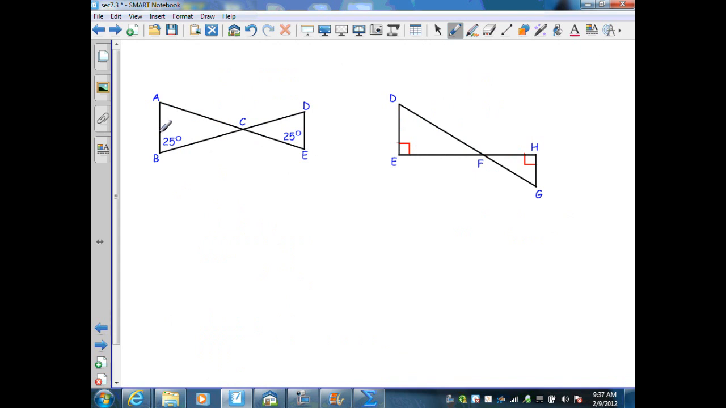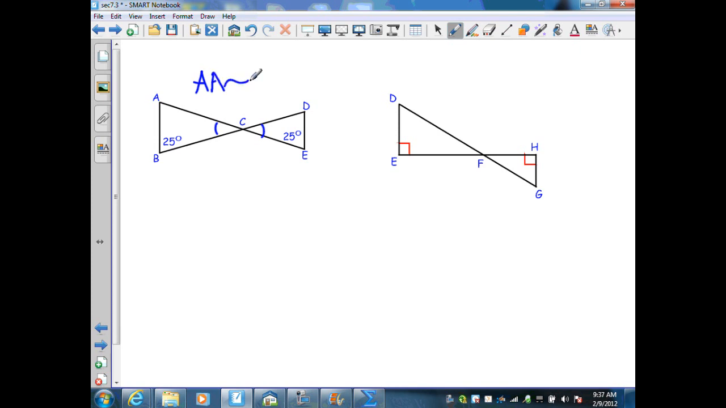Again, we wanted to determine if these two triangles are similar. I know that angle B and angle E are congruent. I need another set of angles. And to do that, I can state that angle ACB is congruent to angle DCE by the vertical angle theorem. Therefore, these two triangles are similar by the angle similarity postulate.